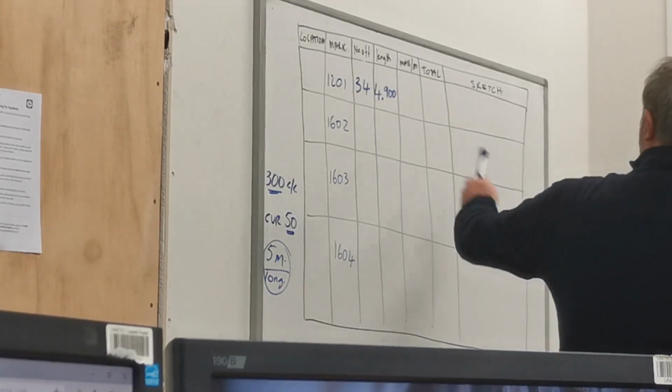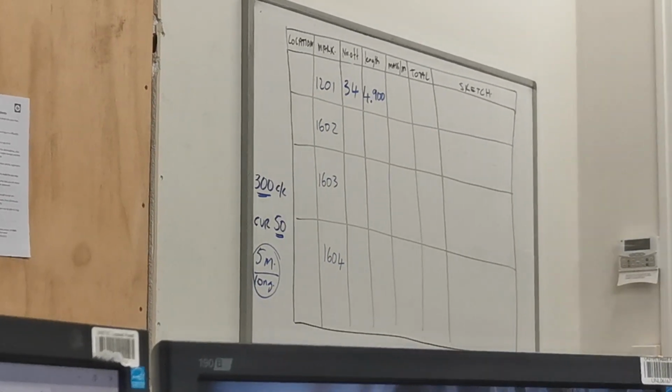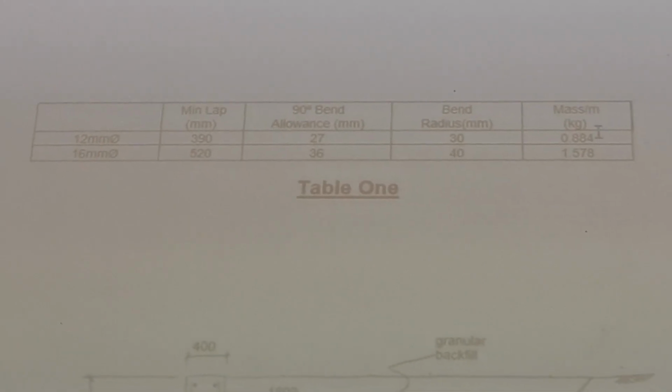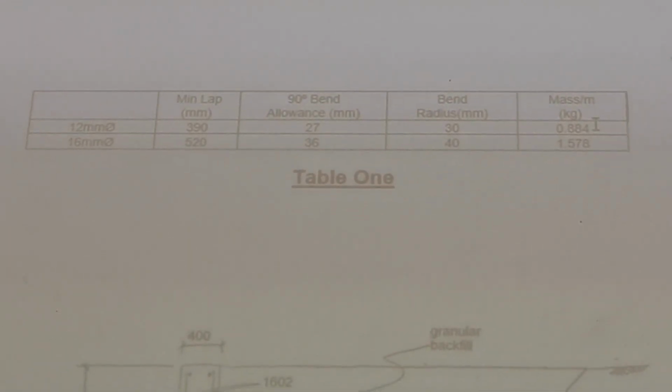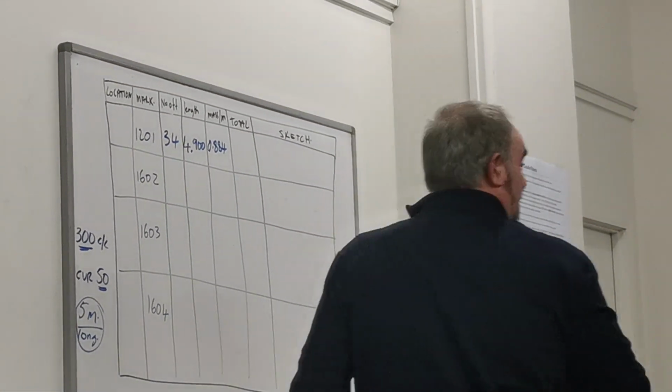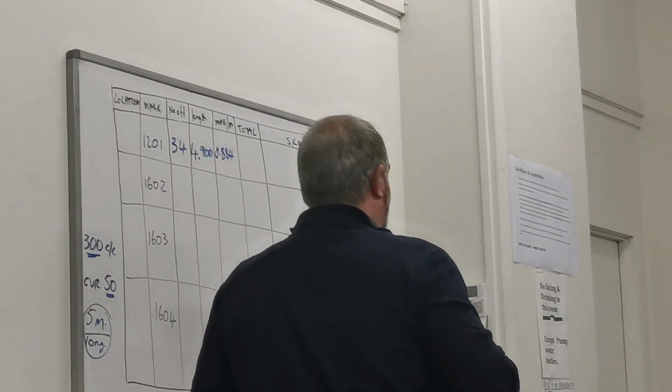Okay, the mass per meter. Now, most of the time you're given this in the assignment, you'll be given it in the test, and guess what? It's here as well. Can you see it? There it is on the table. 0.884. 0.884. Now, a surveyor would probably put 884 down there.